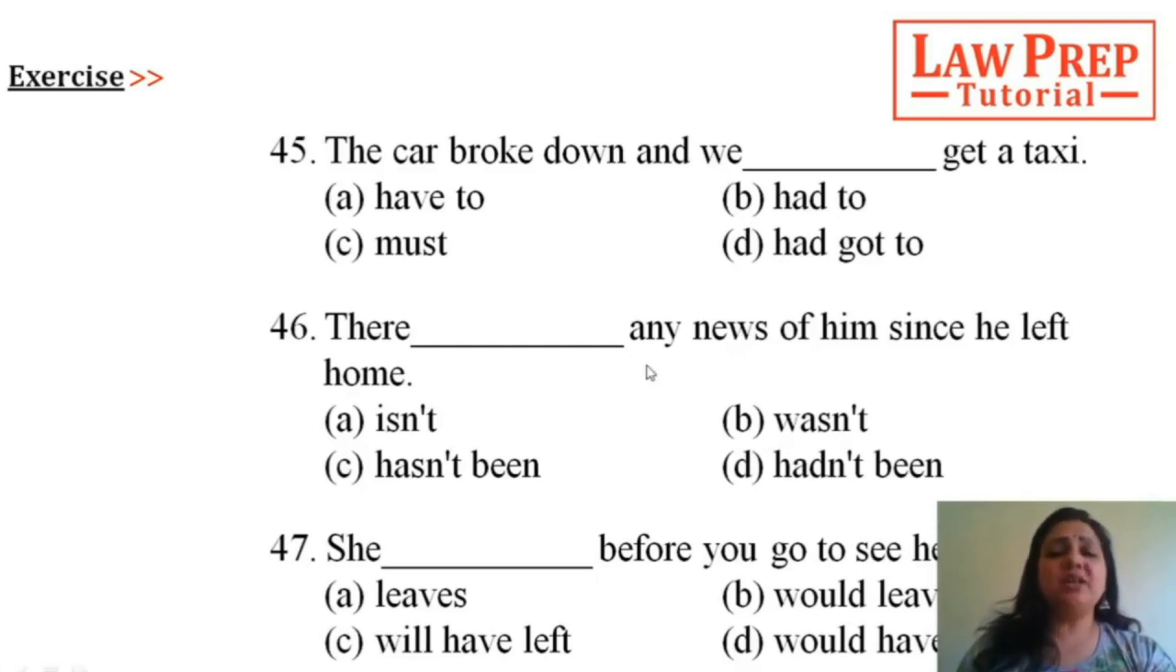"There dash any news of him since he left home." Now the rule here is present perfect plus since plus simple past. I repeat, what is the rule? Present perfect plus since plus simple past. The first rule, the 45th rule applied, was simple past and simple past. Here it is present perfect plus since plus simple past. So in that case, I'm going to use present perfect. So the answer would be "there hasn't been any news."